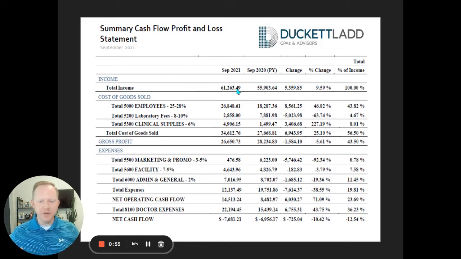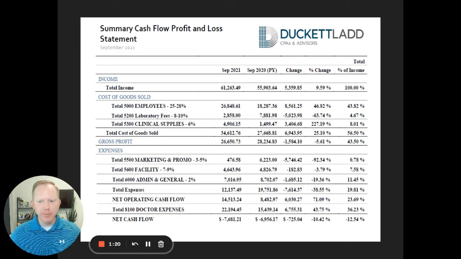Okay, but you can see very simplistic collections right here, and then you've got your 3 different variable categories right here. Okay, you've got employees, team member compensation, you've got lab fees, you've got clinical supplies. Okay, right here you've got your ideal ranges for ideal general dental practice, right? Over here on the right, you can see the actual percentage for the month.